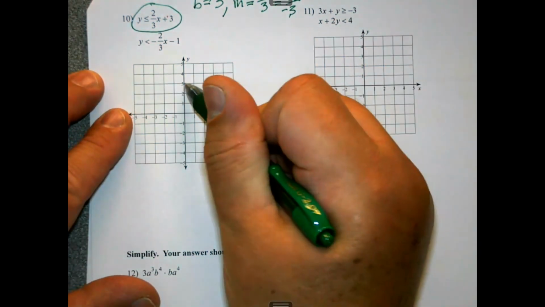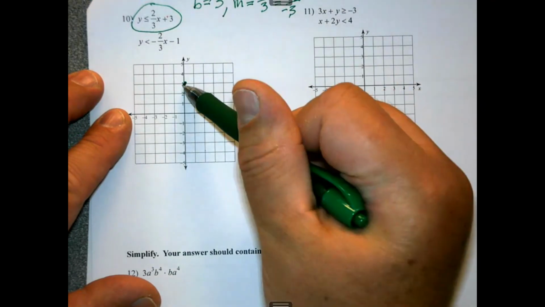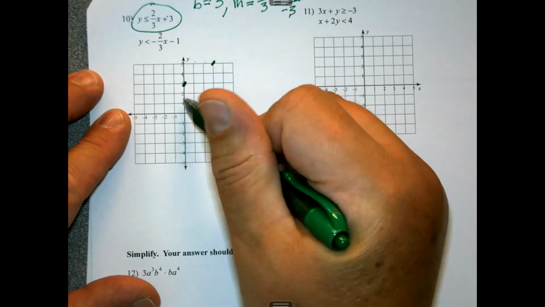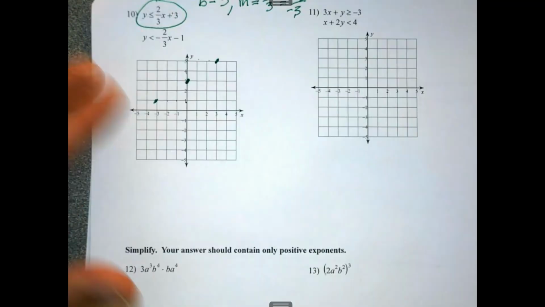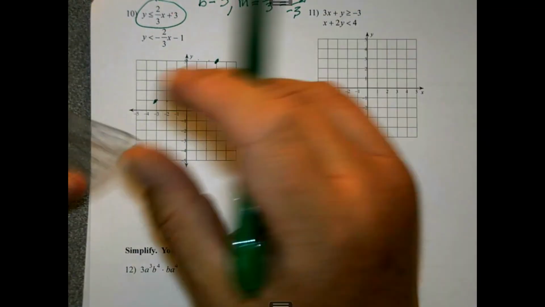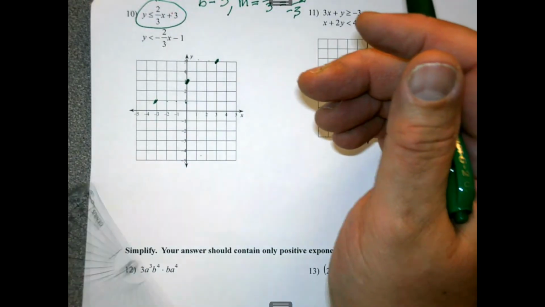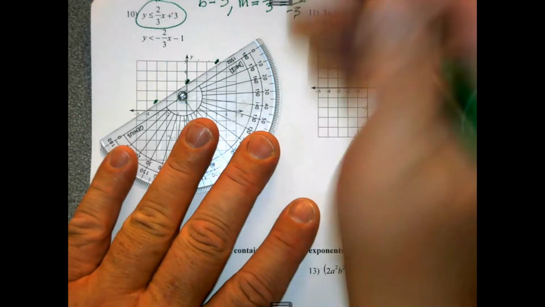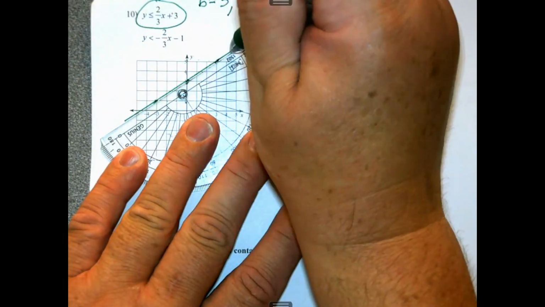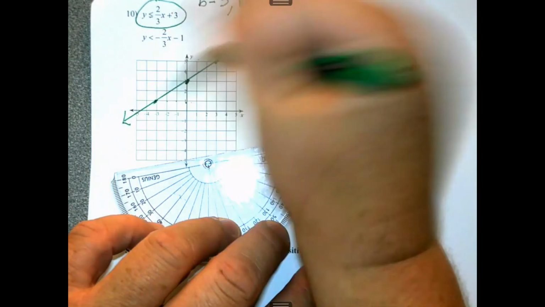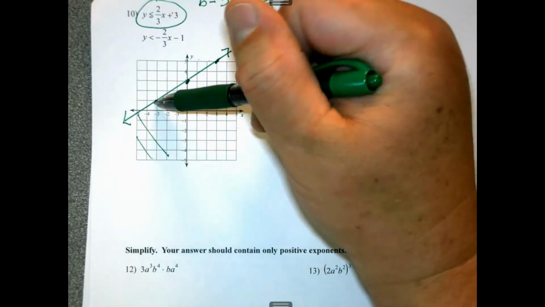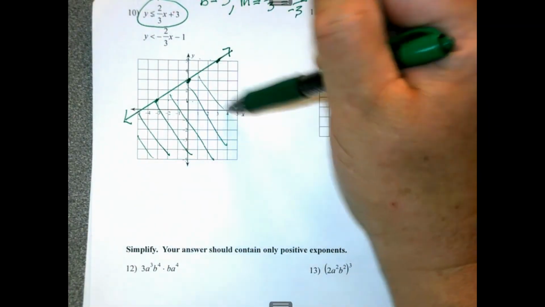So I start at 3. If I go up 2 and to the right 3, I get a point. Or I can go down 2 to the left 3. Now, remember, with systems of inequalities, we have solid or dashed lines, right? Do I have a solid or dashed line here? Solid because of the equal sign. Yep. Do I shade above or below? Below because it's a less than sign.